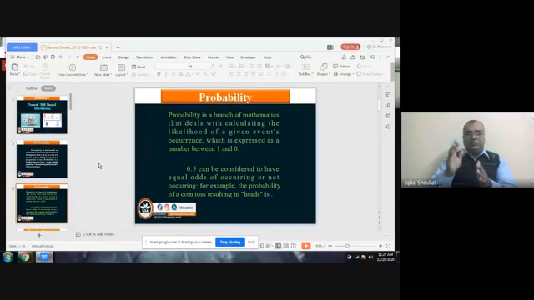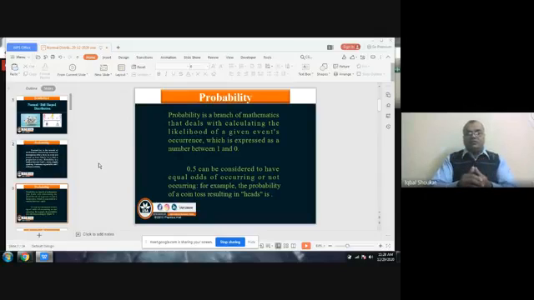0.5 is considered as equal odds of occurring or not occurring. As I told, in probability, we can't say anything with confirmation. We have doubt, we have our limitations there. We are not confirmed about a specific situation; that is known as probability. For example, if we flip a coin, you can't say with confirmation that head will appear or the tail will appear. Any outcome can take place.